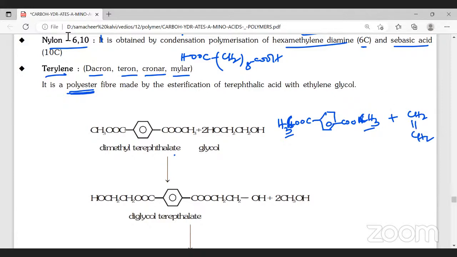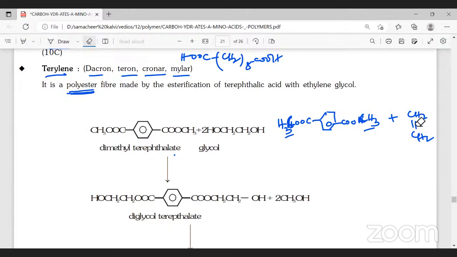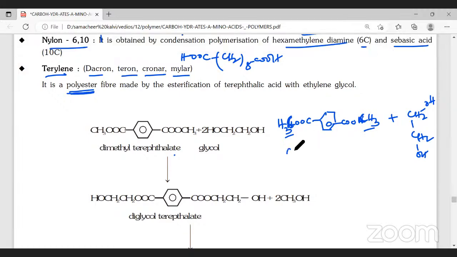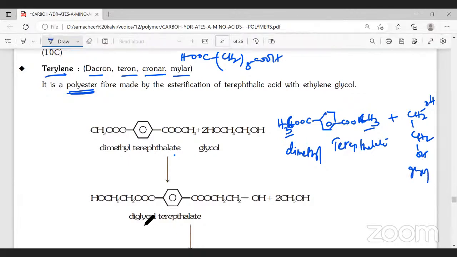If the pi bond is removed, and to balance this valency, OH groups are added, this is called ethylene glycol. So dimethyl terephthalate and ethylene glycol, or just glycol, are heated. We get diglycol terephthalate. What is this diglycol terephthalate?